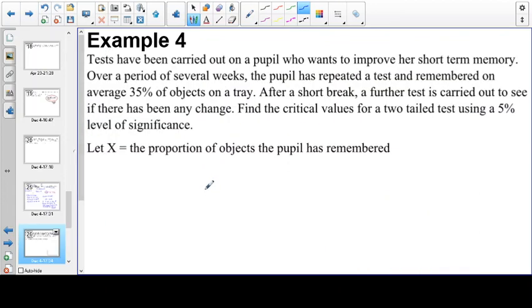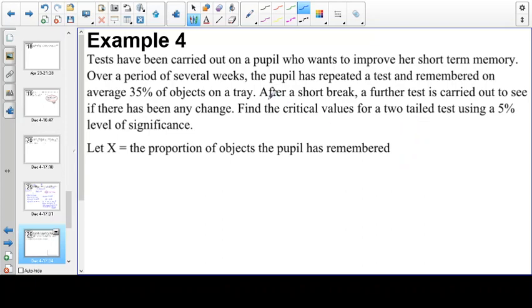Okay, tests have been carried out on a pupil who wants to improve her short-term memory. Over a period of several weeks, the pupil has repeated a test and remembered on average 35% of objects on a tray. After a short break, a further test is carried out to see if there has been any change. Find the critical values for a two-tailed test using a 5% level of significance. Let X be the proportion of objects the pupil has remembered.